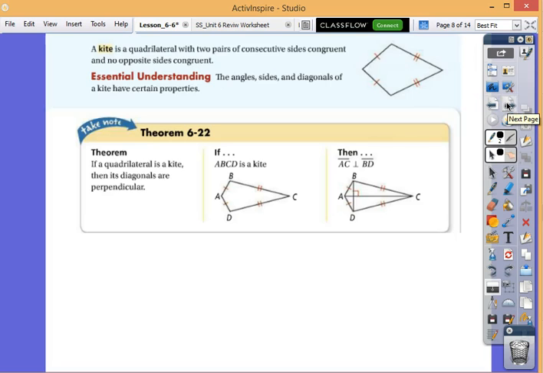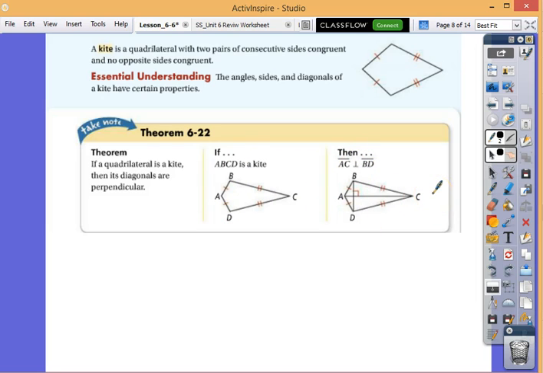So the other figure we're going to talk about is a kite. Now, a kite is a four-sided figure in which not the opposite sides are congruent, but consecutive sides, or sides that touch each other, are congruent. And it has two pairs of congruent consecutive sides. And that makes a kite. Now, interesting about a kite is if you know something is a kite, you know that its diagonals are perpendicular.